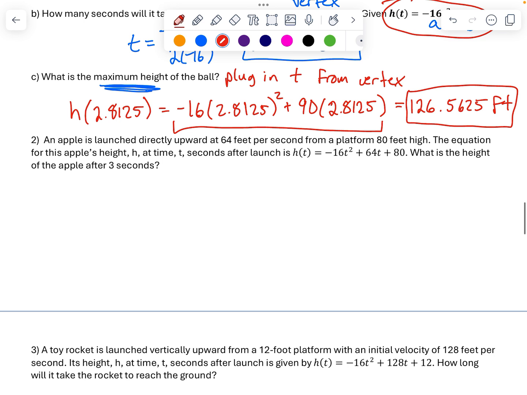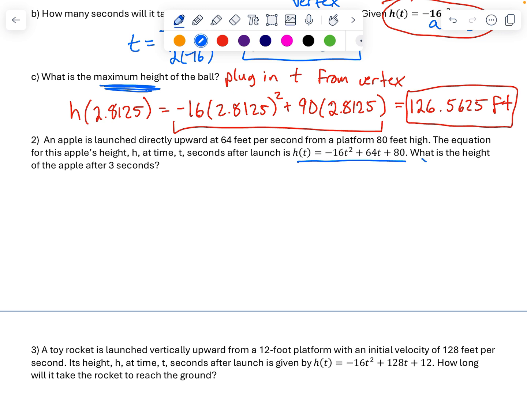So looking at another example, it says an apple is launched directly upward at 64 feet per second from a platform 80 feet high. The equation for the apple's height, h at time t seconds after launch, is this equation. What is the height of the apple after 3 seconds?